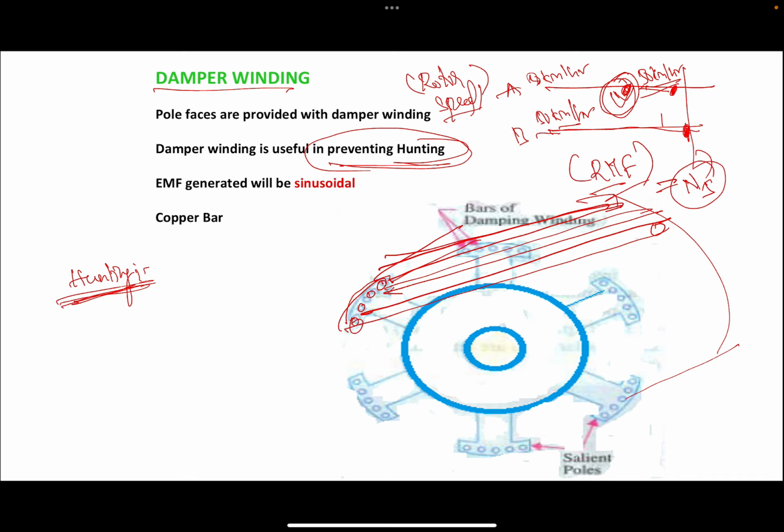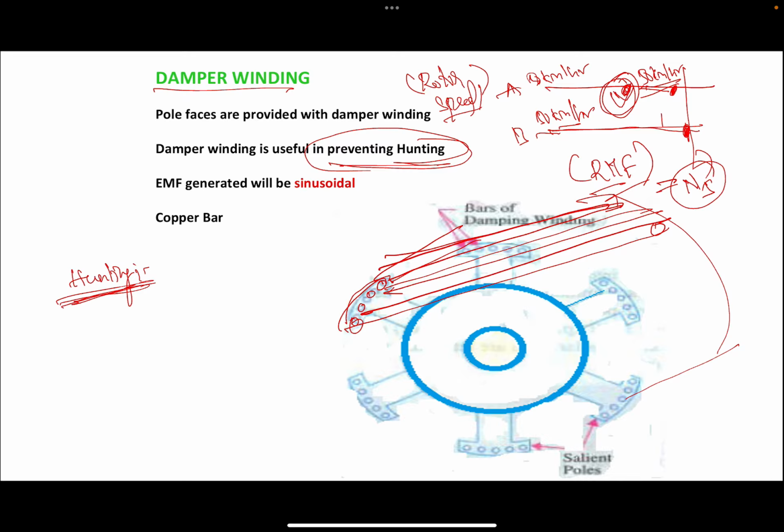We'll try to discuss in detail in synchronous motors and other topics also. So as of now, what is hunting? Due to some mechanical disturbance, the rotor pulls back and is unable to rotate at synchronous speed. Once after the disturbance, though the rotor starts rotating at synchronous speed, it is not in the initial position with respect to the stator.